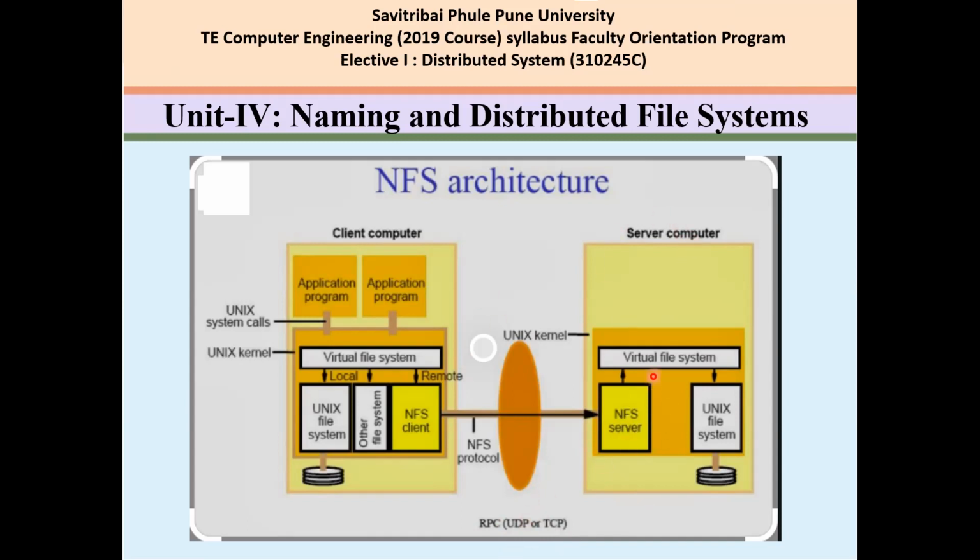At the server computer, you can see again there is a virtual file system to which the NFS server is remotely connected, which is going to retrieve all the requests coming from the NFS client at the client computer. And again, the virtual file system is connected locally to the Unix file system, through which the database or data store is connected, from where the required or specific file will be fetched.